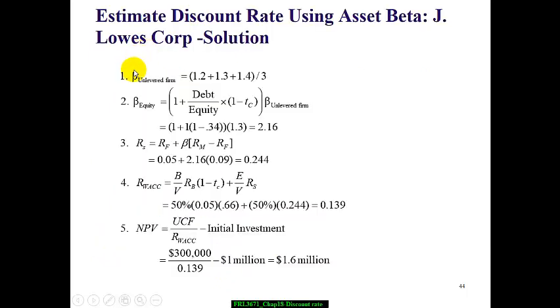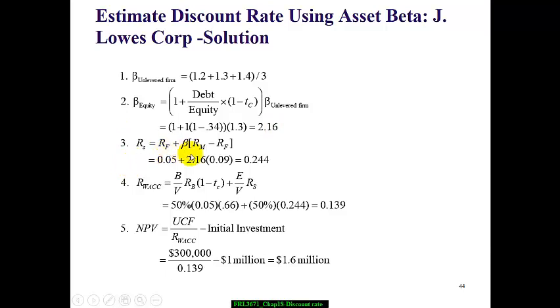Ready? Step 1, 3 pure play firms. It's already unlevered beta. Average, we got 1.3. Then we have to use the beta conversion and find out the equity beta. Recall our debt is 50%, equity is 50%. So we have an equity beta of 2.16.